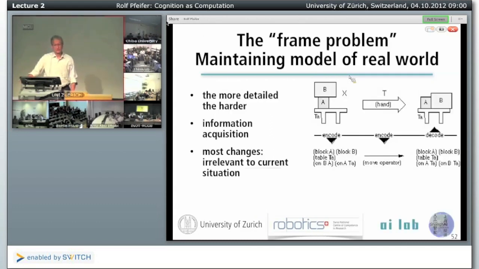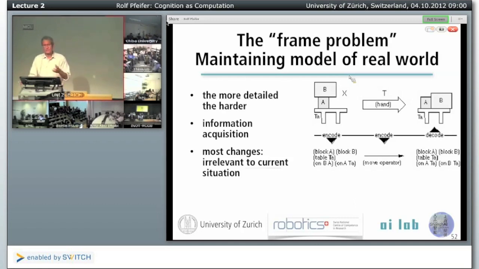Then there is what's called the frame problem. There's a frame problem and a frame of reference problem, but the frame problem is, how do you keep a model of the real world in tune with the real world? If it is indeed the case that in the real world everything changes rapidly, then we also have to adapt the model continuously, right? And one of the problems is, I have to have the information about the changes. And information acquisition in the real world takes time. So the more detailed the model is, the more information I have to acquire about the real world, the more time it takes, and the more likely it is that my model will not be in tune with the real world, right?